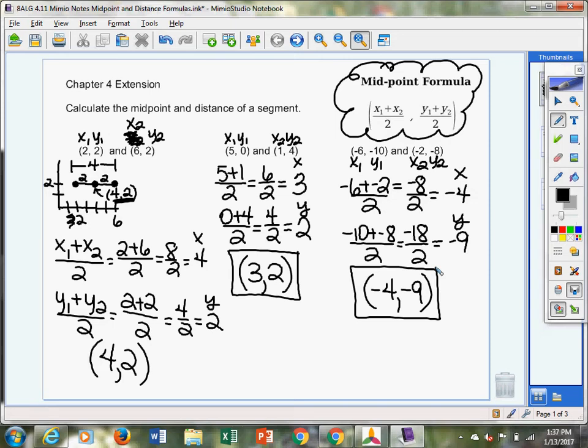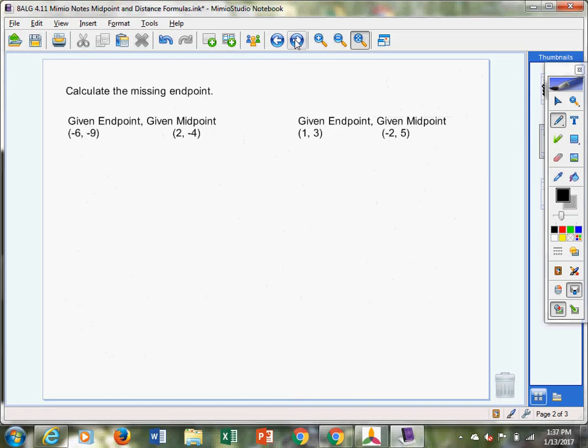All right, so let's flip the page and let's look at another concept related to this. It's called calculating the missing endpoint. So instead of giving you the 2 endpoints and then you calculate the midpoint, you're going to be given one of the 2 endpoints, and the midpoint. And I'm going to show you how to do that. You're still going to use your basic formula.